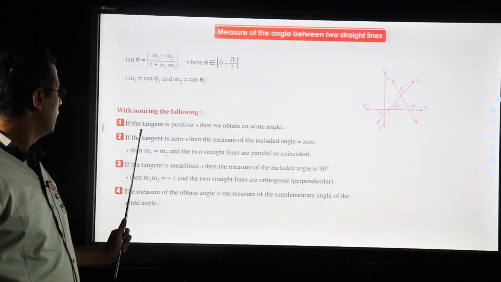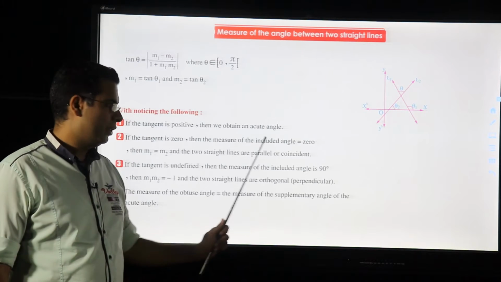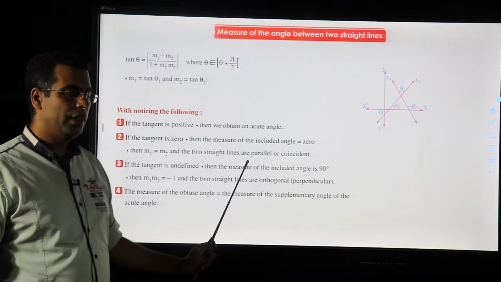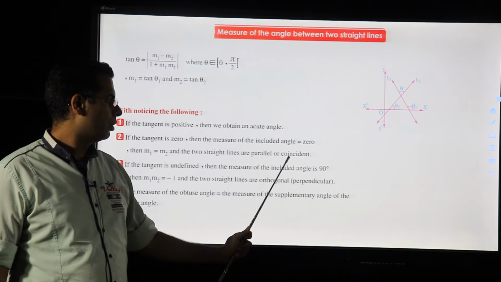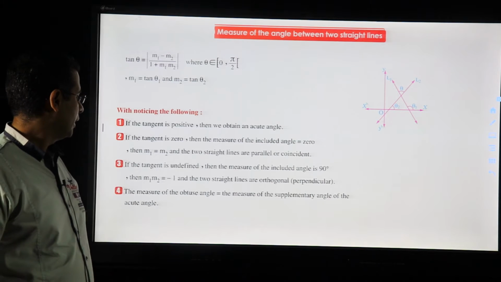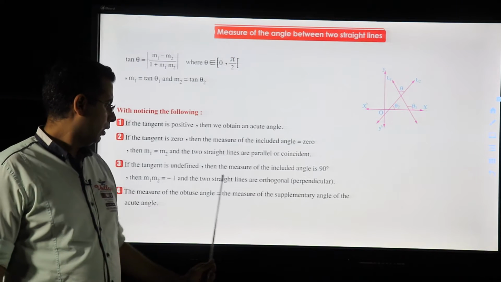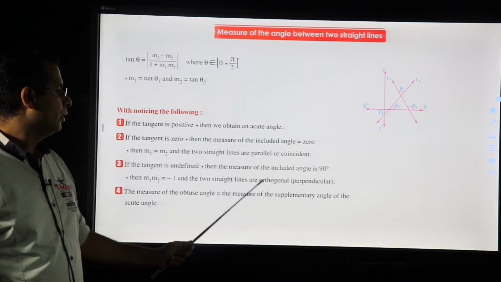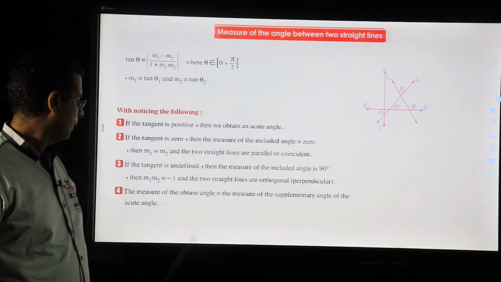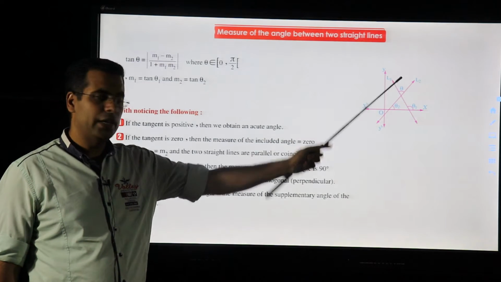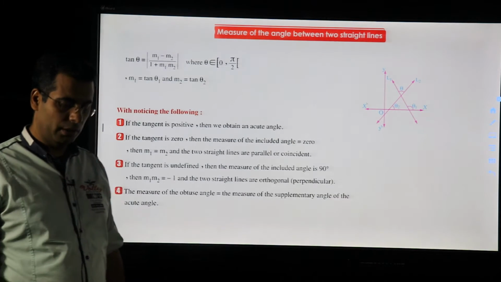We have some remarks. If the tangent is positive, then we have an acute angle. If the tangent is 0, then they are parallel or coincident lines. If the tangent is undefined, then they are perpendicular or orthogonal. If the angle is obtuse, it is the supplementary of the acute angle, 180 minus the angle.